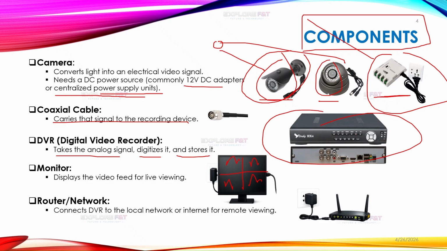And then a router is also required. Why is a router required? Because if you want to view remotely while you are outside, you can connect the router to the DVR with this Ethernet port. Then the DVR will be online and you can view remotely using the static IP.